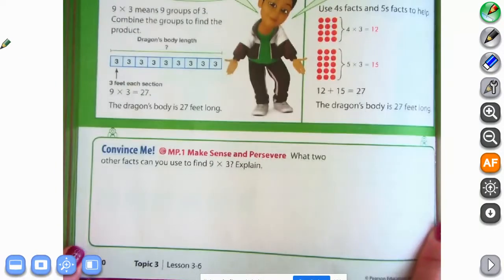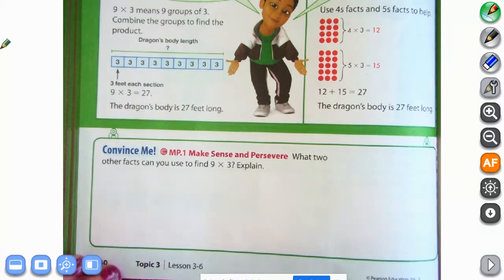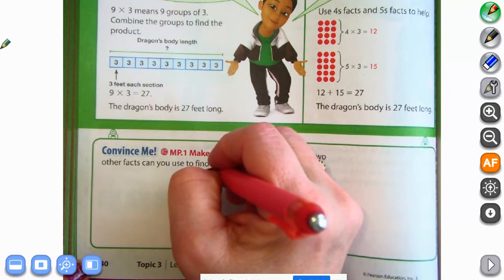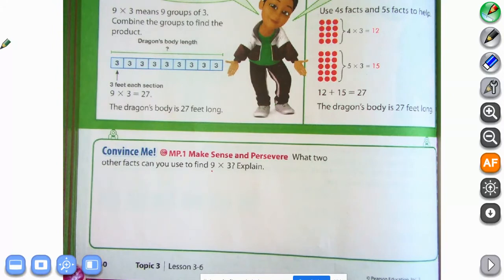Okay, so at the bottom of page 140, it says convince me. It says, what 2 other facts can you use to find 9 times 3? Okay, so we broke it up on the last one. We did a 5 and a 4. What is another problem that equals 9? Think about that for a second.